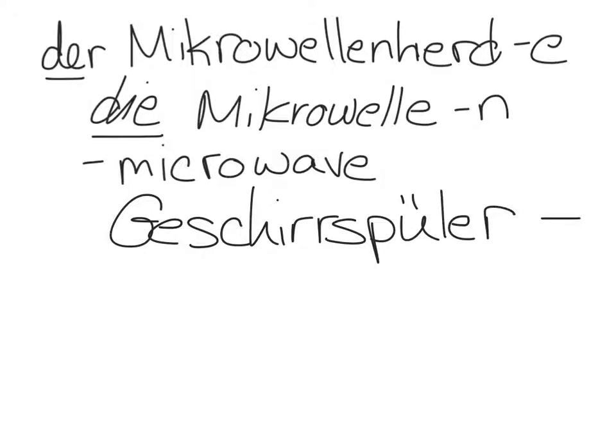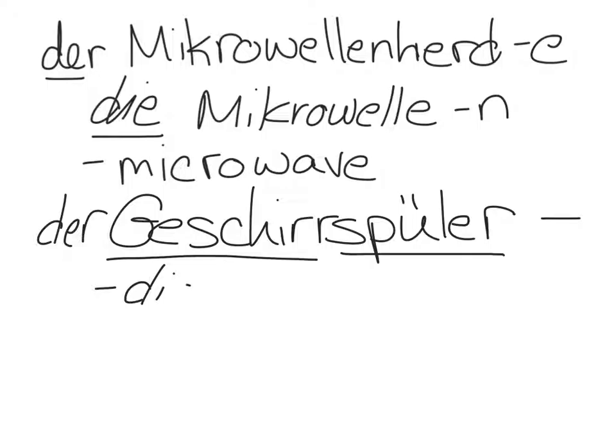Der, das. This one breaks into two parts. Geschirr and Spüler. Try Spüler. Geschirrspüler. Geschirr is the word for dirty dishes. And Spüler is a washer. It's a dishwasher. Also not as common over there. How do you make it plural?